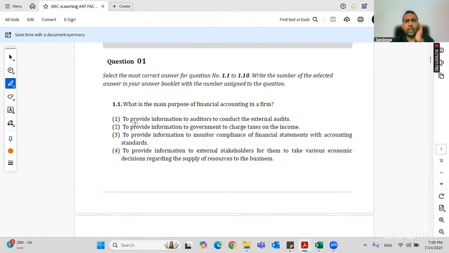What is the main purpose of financial accounting in a firm? To provide information to auditors? No, not only for the auditors. To provide information to the government to charge taxes? Not only to the government. To provide information to monitor the compliance of financial statements with accounting standards? We do, but that is not the main purpose. Provide information to external stakeholders for them to take various economic decisions. So I think that is the correct answer. The fourth one is the correct answer. Always remember your first question is from the purpose of accounting. Something similar you are going to get.